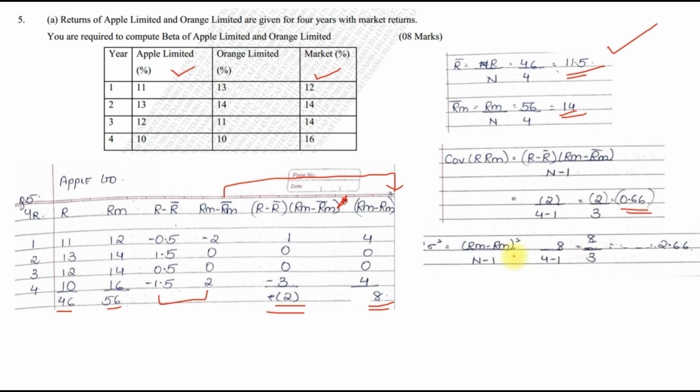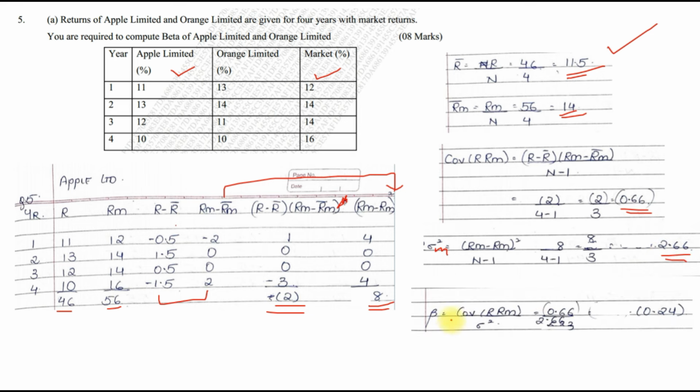Next, we need to find standard deviation square M. That is RM minus RM bar the whole square upon n minus 1. So 8 upon n minus 1, that is 4 minus 1, 3. When you solve, you get 2.66. Final formula is beta is equal to covariance upon standard deviation square M. That is 0.66 negative upon 2.66. So we get the beta as 0.24 negative. Okay, that is the beta for Apple Limited.